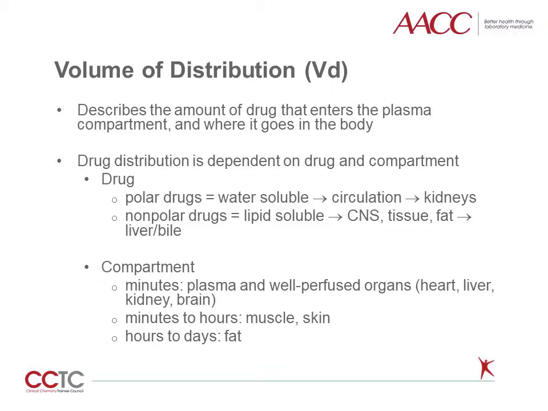Another term in pharmacokinetics is volume of distribution, which relates the amount of drug in the body to the concentration of drug in the blood. Volume of distribution is a theoretical volume in the body to contain the total amount of drug administered at the same concentration in serum or plasma. Drug distribution is dependent on the drug and body compartment.